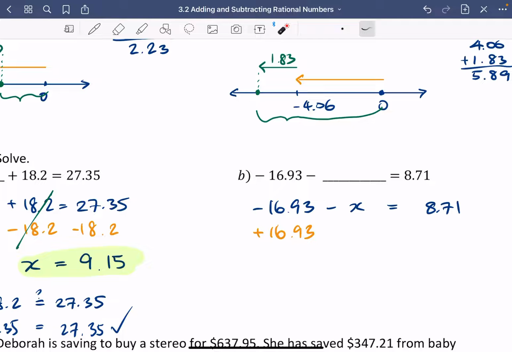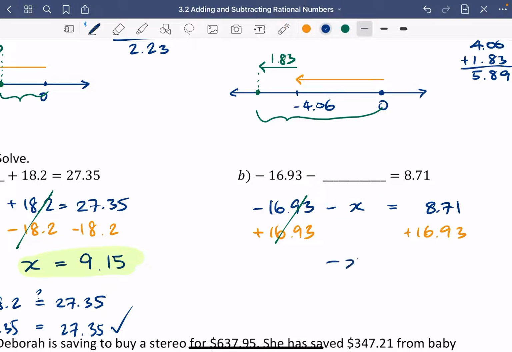So think about it. -1 and +1, if you add them together, -1 plus +1 is 0. -5 plus +5 is 0. Same for here. -16.93 plus +16.93. These two combined will become a 0. So you can cancel them out. And don't forget to do the same thing on the right-hand side. So plus 16.93. And so this is canceled. And what I have left is just the negative x.